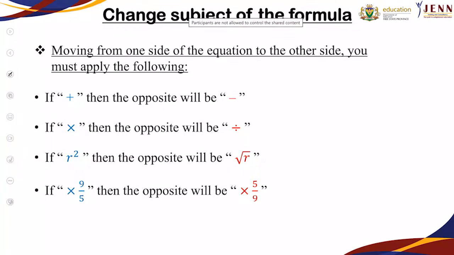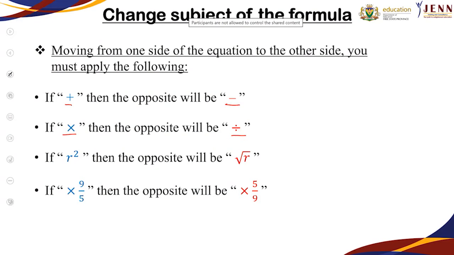Now, as you've seen in the previous example, when you change the subject of the formula, you're always moving from one side to the next. So what are the opposite signs when you are moving from one side to the next? If you are given a plus, when you move to the other side, it becomes a minus. If on the one side you have multiplication, then on the other side you will have division.